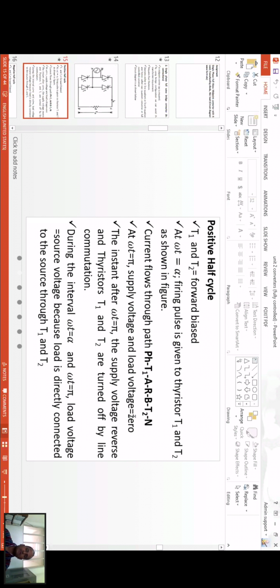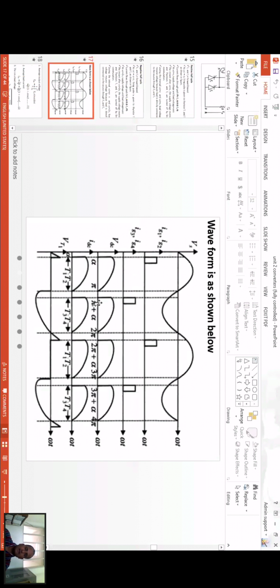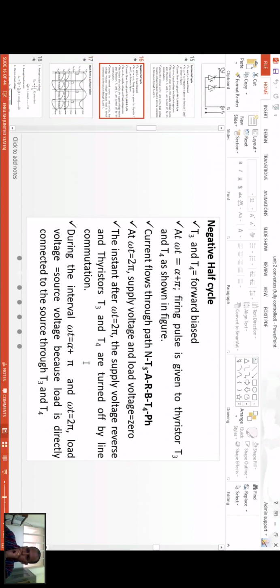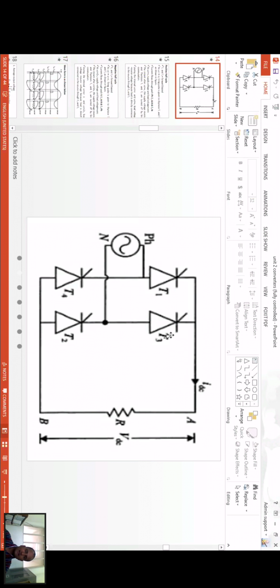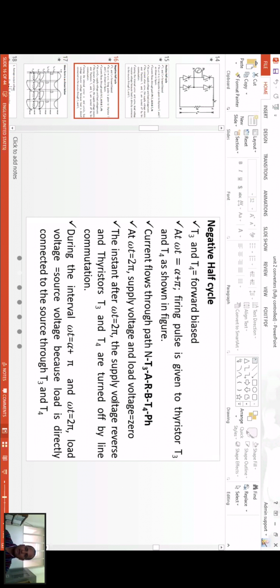At omega t equals pi, the supply voltage and load voltage become equal to 0. So VDC is equal to 0, and IDC is also equal to 0. At the instant omega t equals 2 pi, the supply voltage reverses, and T3 and T4 will start conducting during the negative half cycle. T1 and T2 are turned off by line commutation, and T3 and T4 are forward biased.